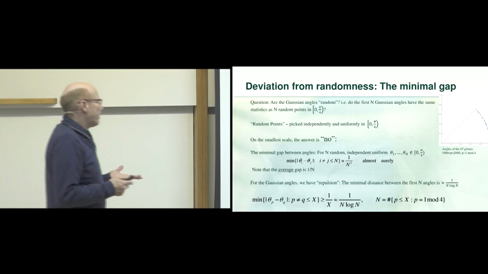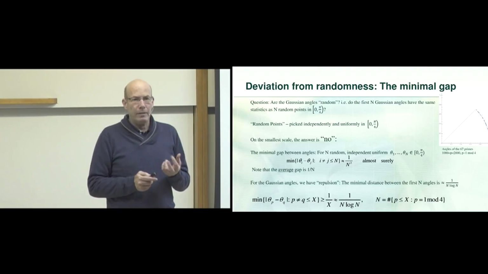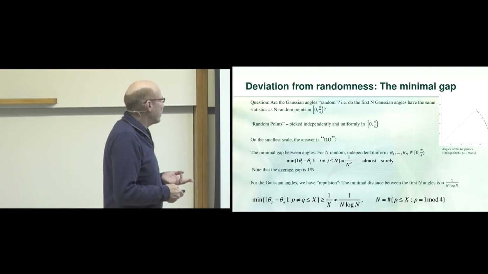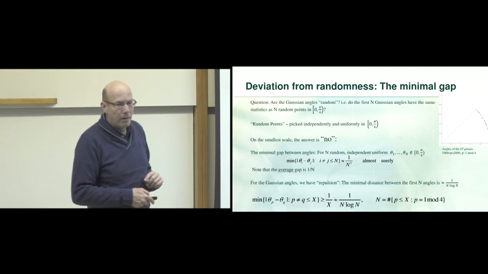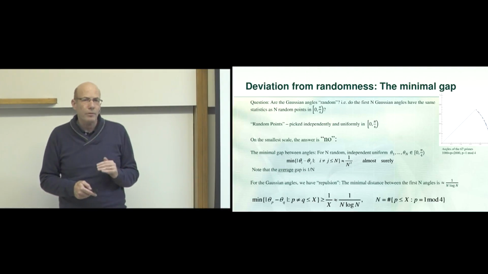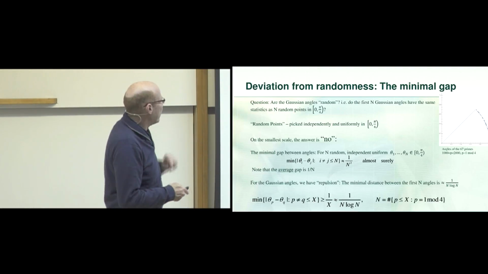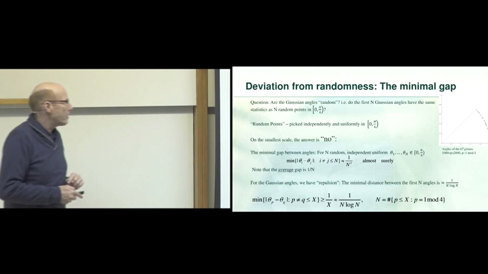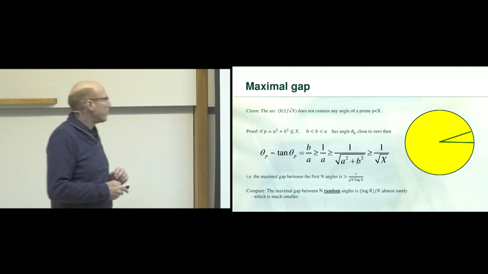And here it turns out the minimal gap between these Gaussian angles is much, much bigger. It's of order 1 over n contaminated by a log. So it's not much smaller than the average gap. This is elementary. The next slide I'll show something even simpler. So from that point of view, these angles are not completely random.